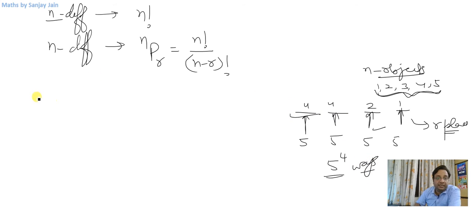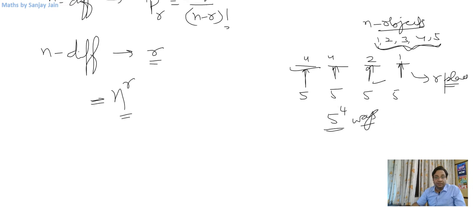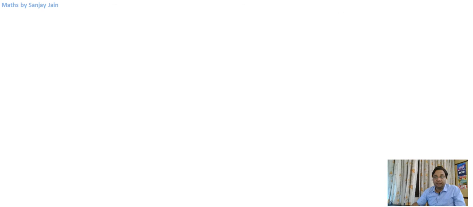So if I take there are n different objects, and I take r out of them and arrange these letters or these objects, or you can say these things, when the repetition is allowed, the number of ways will be n raised to power r. Okay, number of ways will be n raised to power r. So these are the 3 things that you have learned.